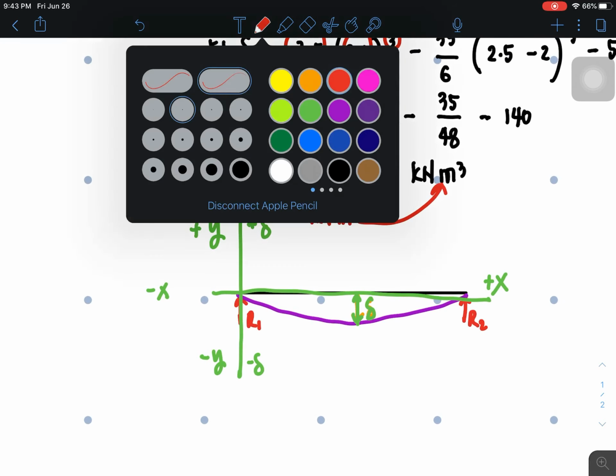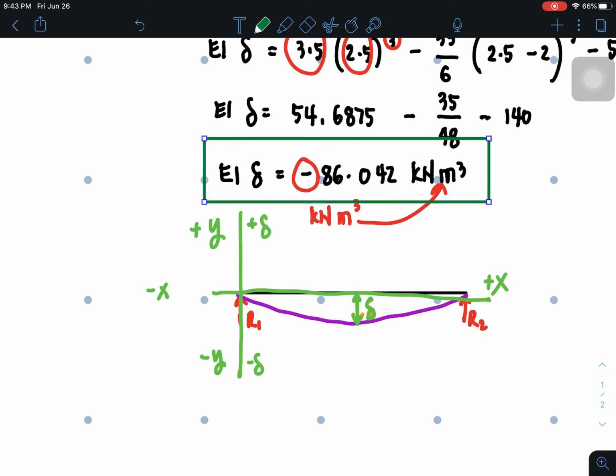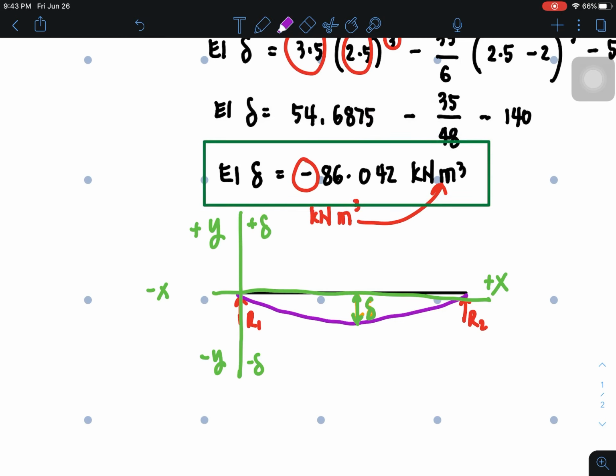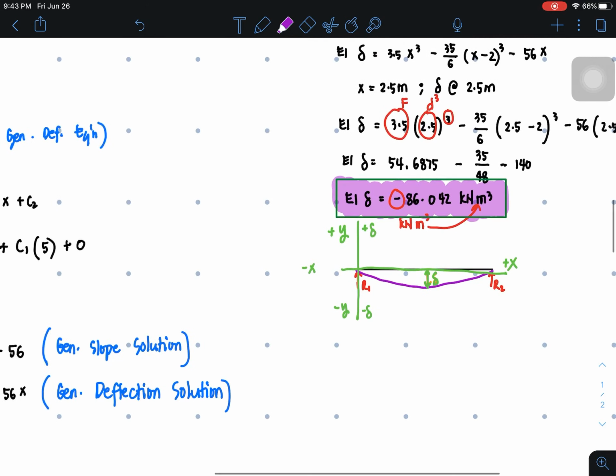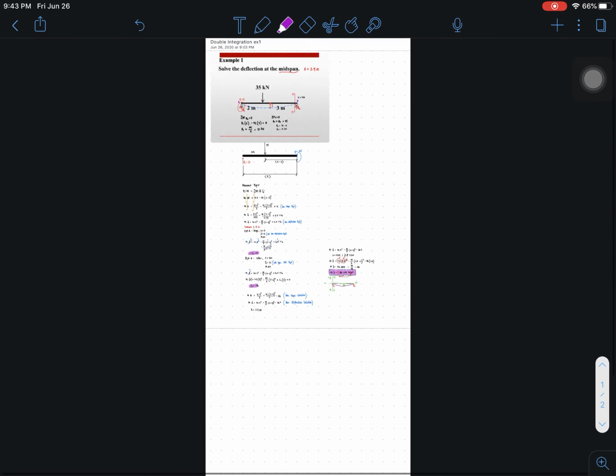And let us have this one as our final answer. So this is our final answer. This ends our first example. Let's proceed to our second one.